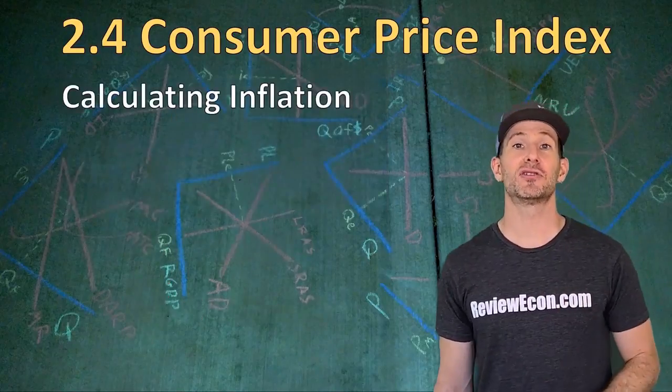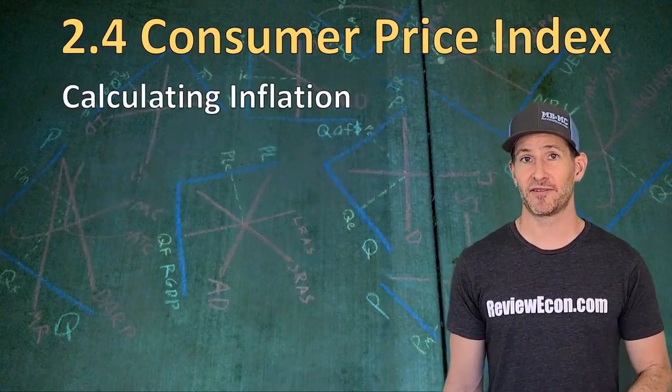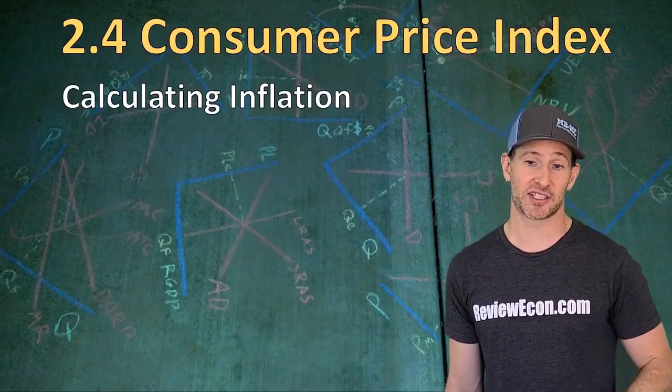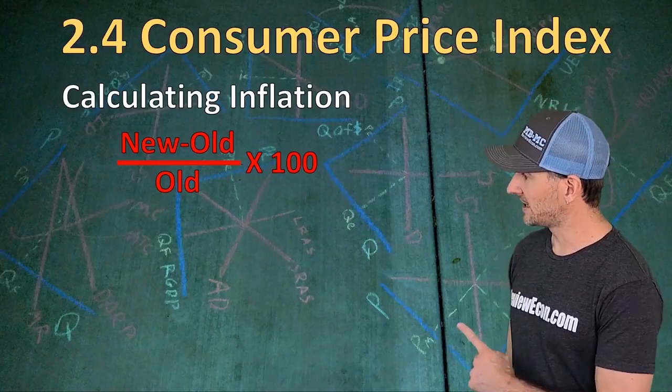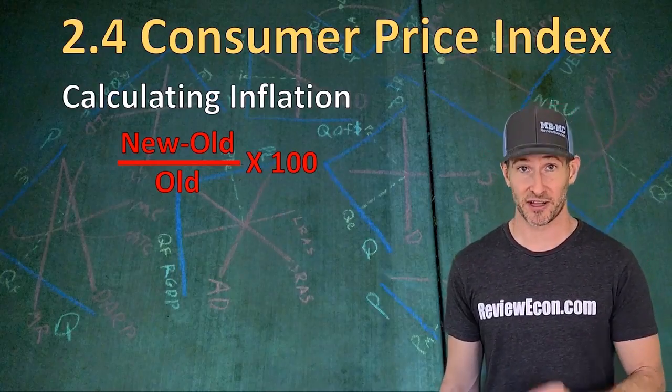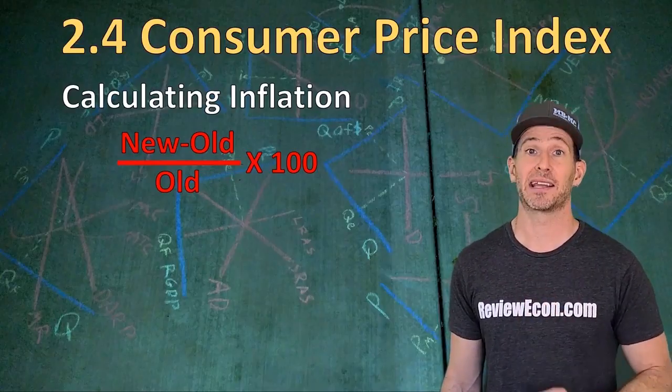If you are given two CPIs or two GDP deflators, you can calculate the amount of inflation between the 2 years by using this formula. New minus old divided by old times 100. You probably used a similar formula for elasticity coefficients back in micro.